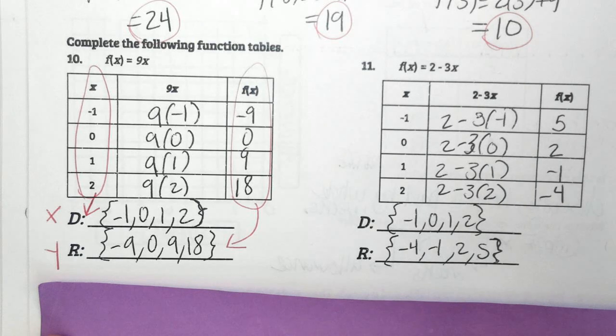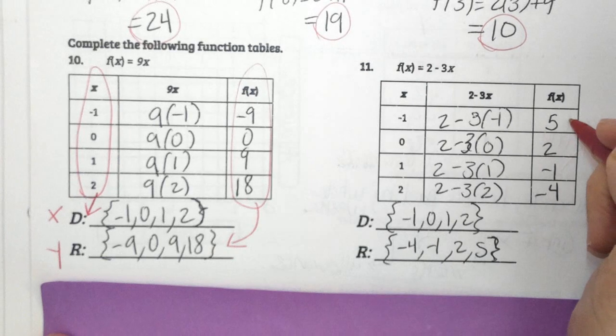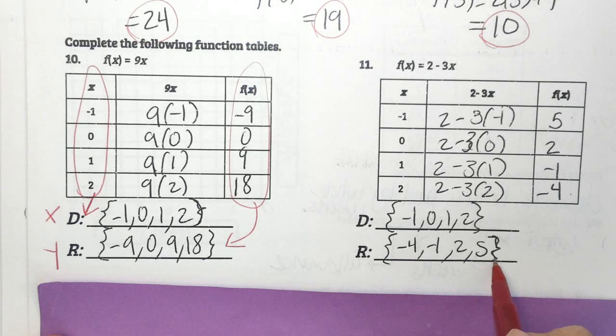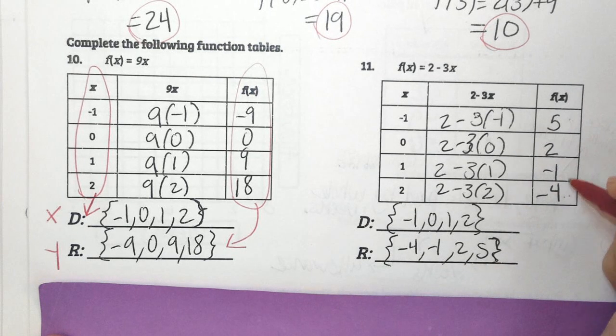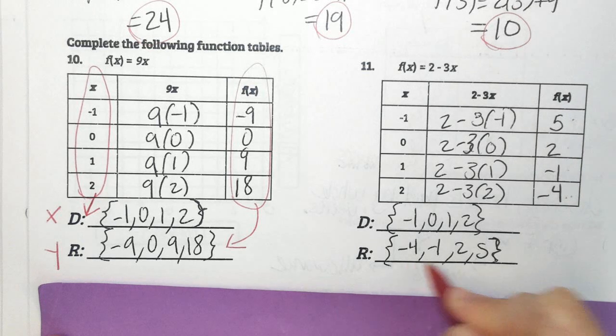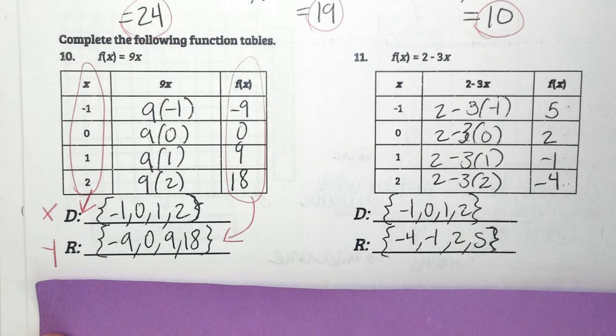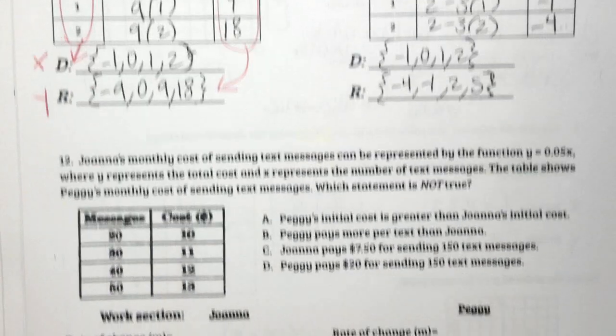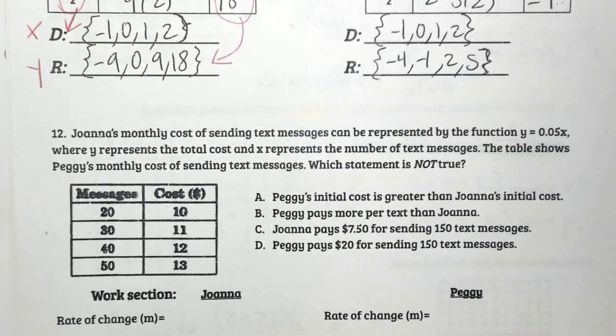On this one, you did have to remember that this went highest to lowest. So when you wrote it out, you had to write it out almost backwards. Negative 4, negative 1, 2, 5 for the range here. Any questions so far on this page? Okay, now starts the part that people tend to make mistakes on.